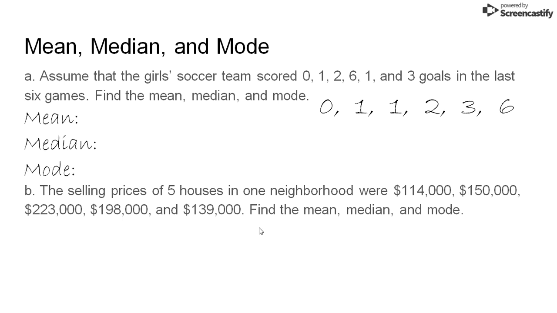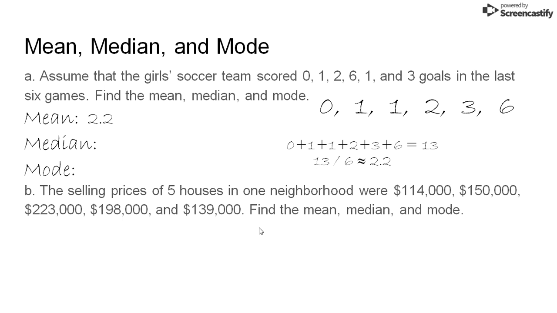The mean, as I said, is finding the average. You want to add up all of the values, and then we will divide it by how many values there are. So you want to find out what 0 plus 1 plus 1 plus 2 plus 3 plus 6 is, and we can see that that is 13, right? We then have to take 13 and divide it by how many pieces of data there are. In this case, there were 6 games, so we take 13 divided by 6, and it is a little bit of an ugly repeating decimal, but it would approximately be 2.2. So our mean is 2.2.